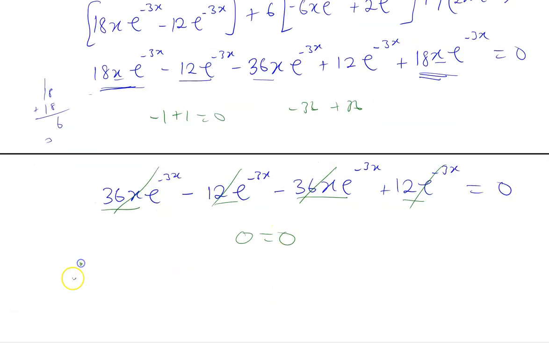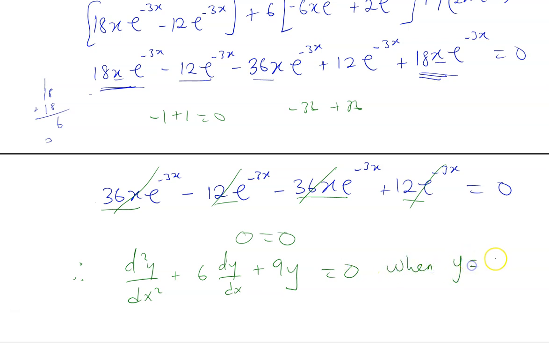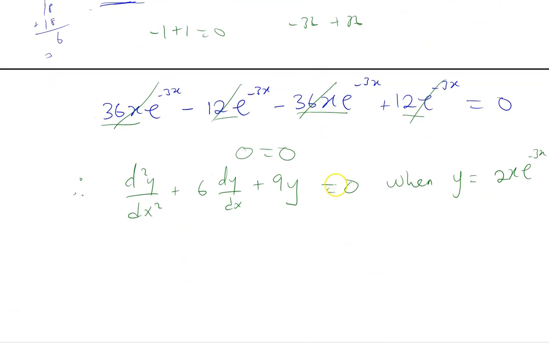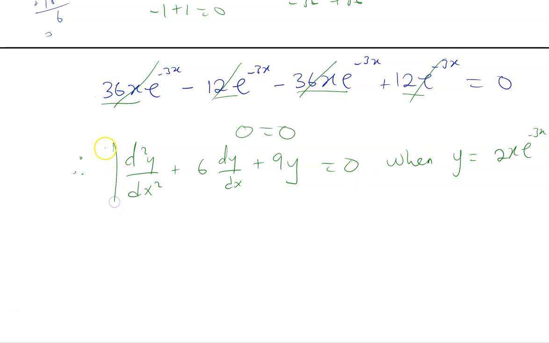Therefore, since 0 is equal to 0, we can clearly say that d²y/dx² plus 6 dy/dx plus 9y is equal to 0 when y is equal to 2x e^(-3x). So that is going to be the final answer. We've been able to prove it. If you don't understand, please watch the video again, and you'll be able to prove it very well.